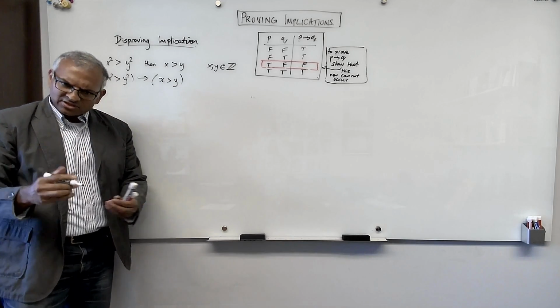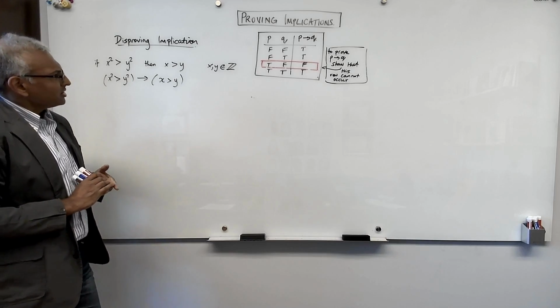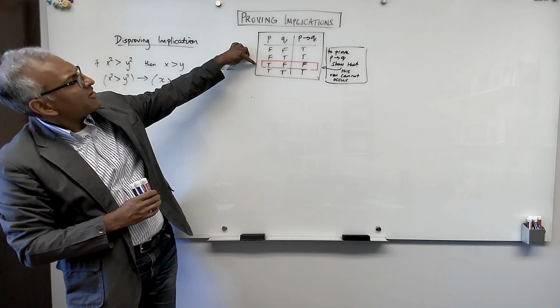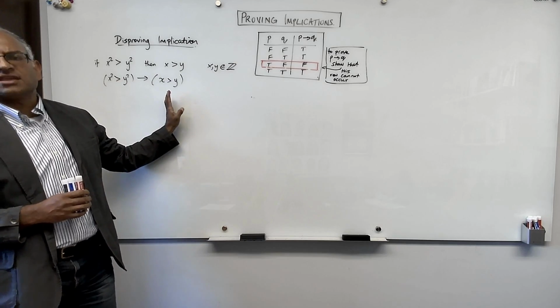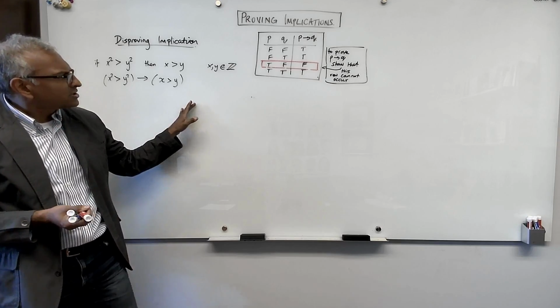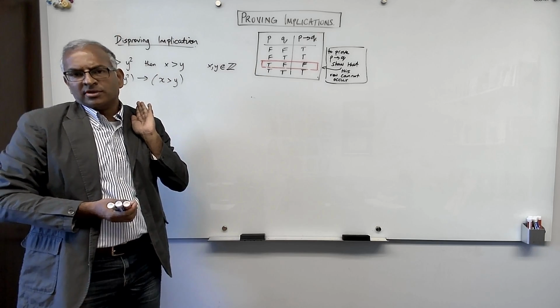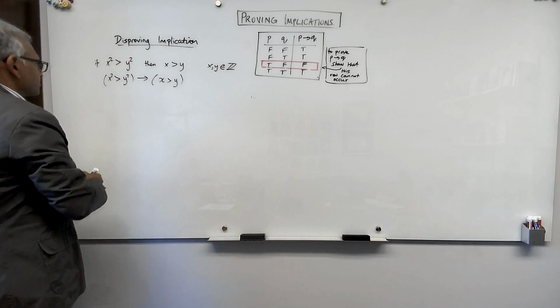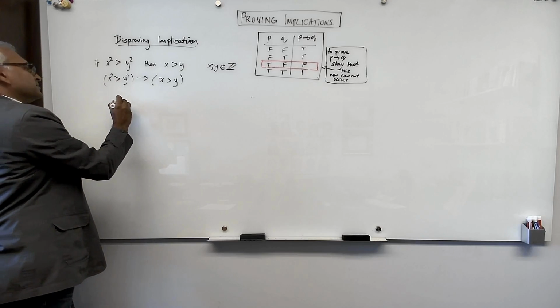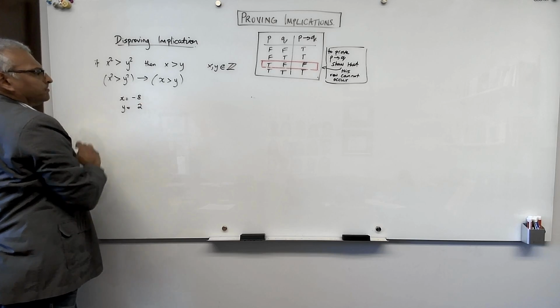I claim that this is not a true implication. For it to be a true implication, it must be the case that this row can never happen no matter how you choose x and y. If you find a single world, a single situation where this row occurs, the implication is not true in general. Okay? So let's see. Consider x equals minus 8, y equals 2.